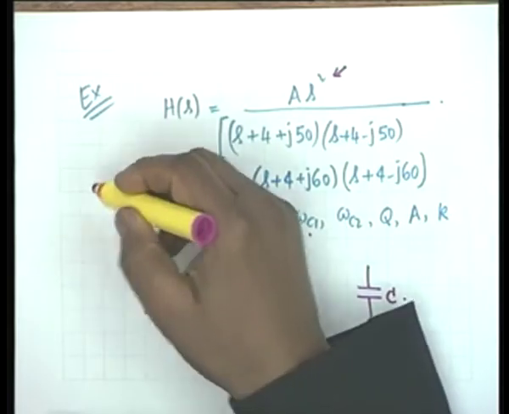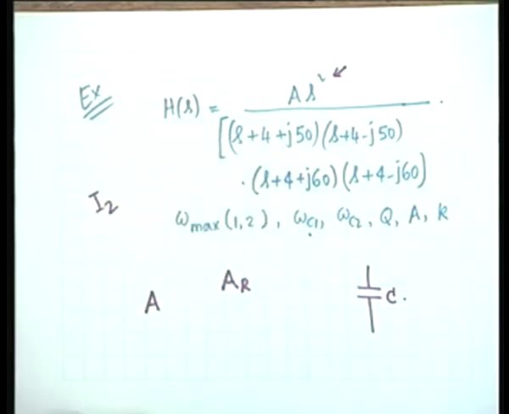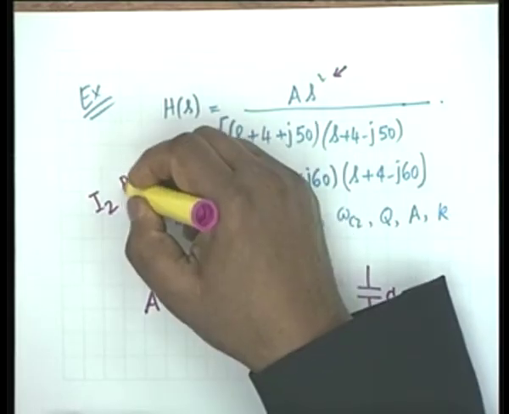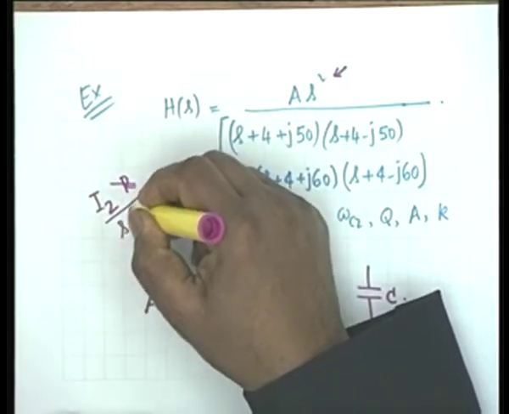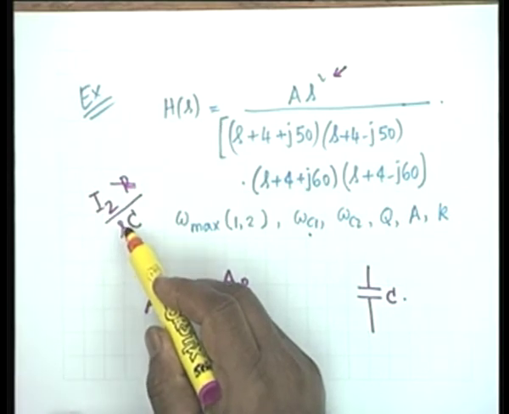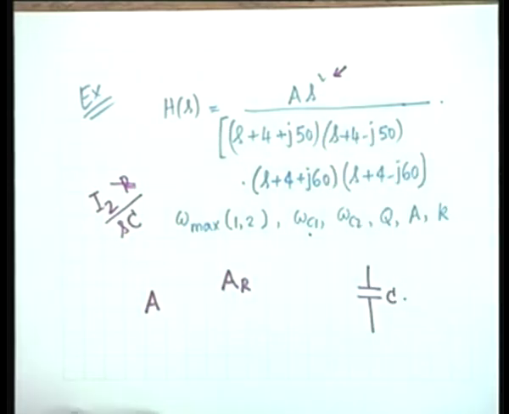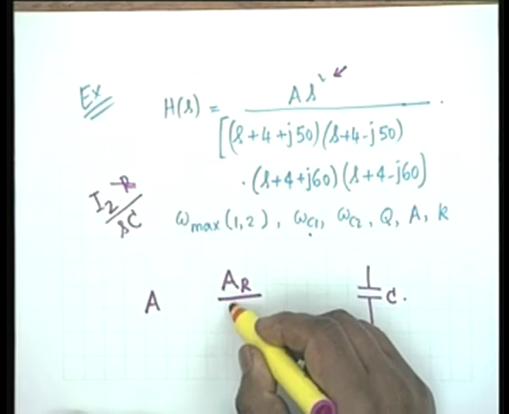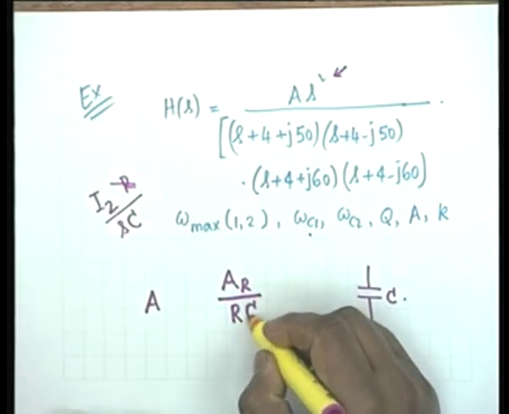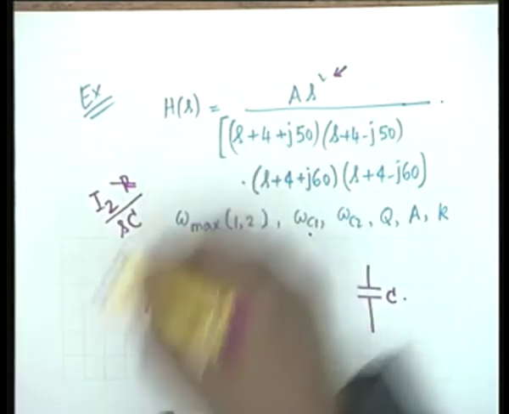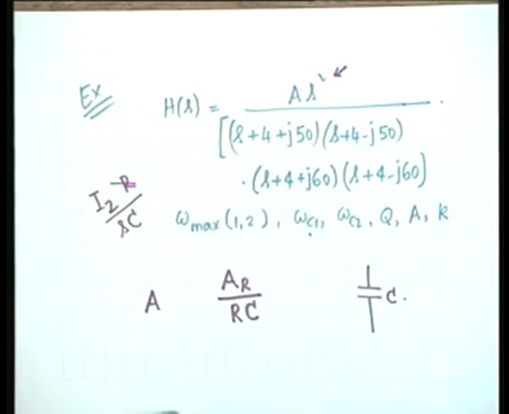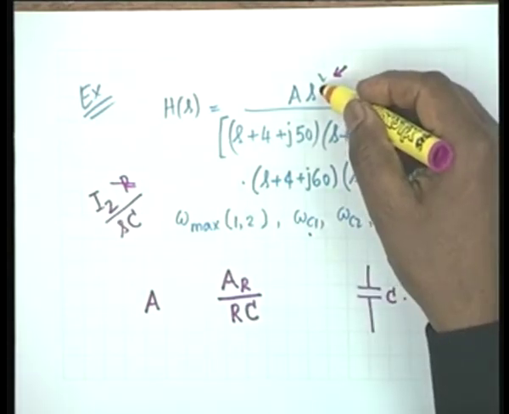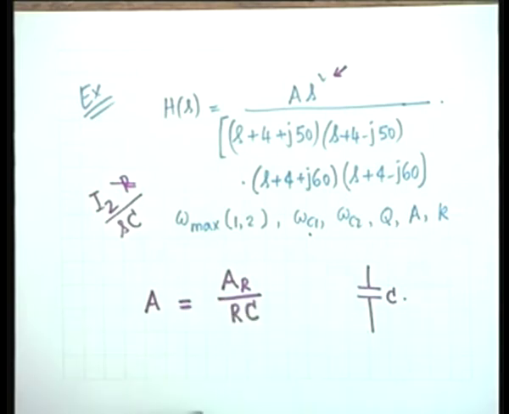If you recall, the output is I2 multiplied by R in the previous case, and in this case it is I2 divided by SC. This s makes the power of s 2 here, and the constant would therefore be, I have to divide by R and divide by C. There is a C in the denominator here. I2 by SC, which means that I have to divide by R, divide by C and divide by s. Divide by s, that takes care of s squared. That is how we find out the new A.